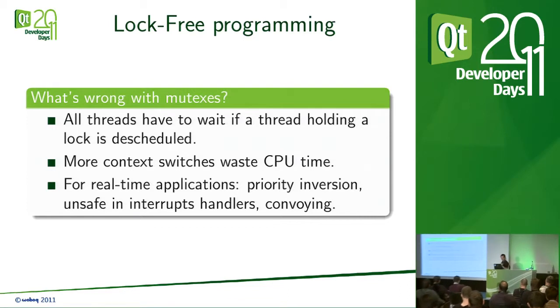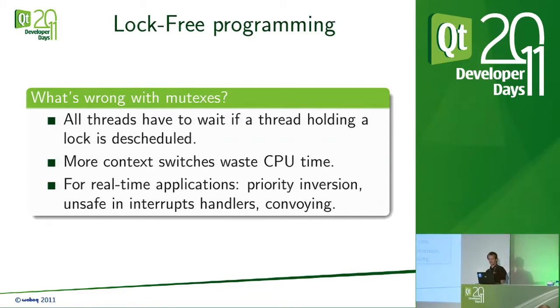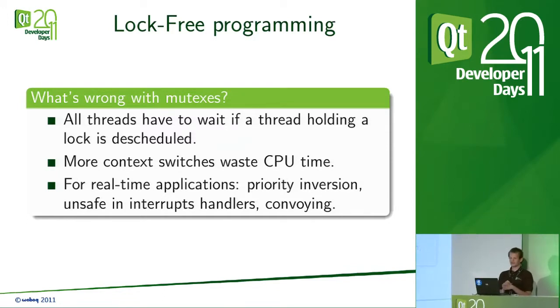But in real-time applications, you have all kinds of problems like priority inversion, unsafe interrupt handlers, because you cannot use a lock that could be locked by a thread in an interrupt handler, or convoying, which is a bit what I explained, that even high priority tasks are going to be slowed down by the slow thread that acquires the mutex.